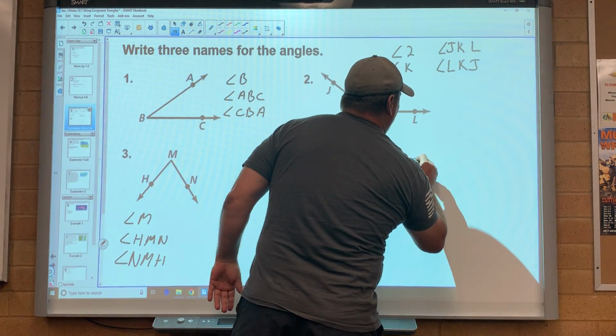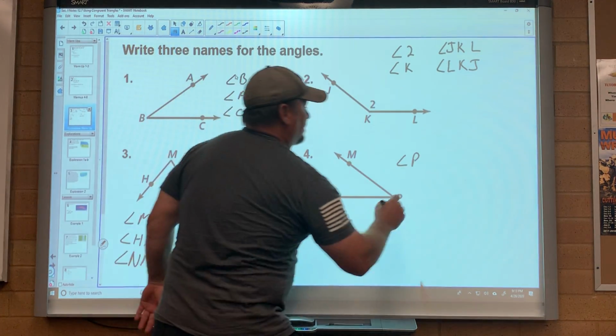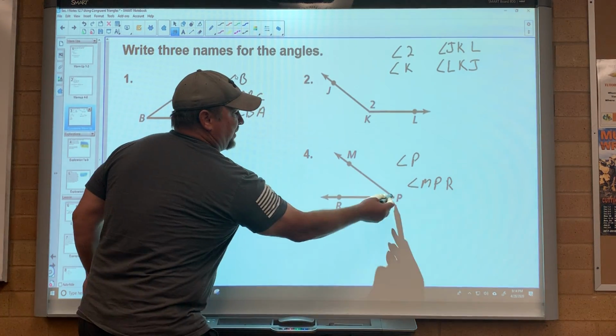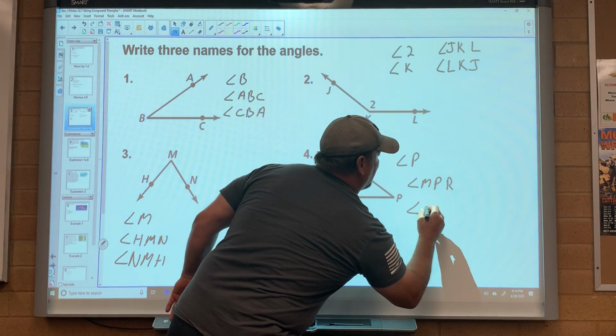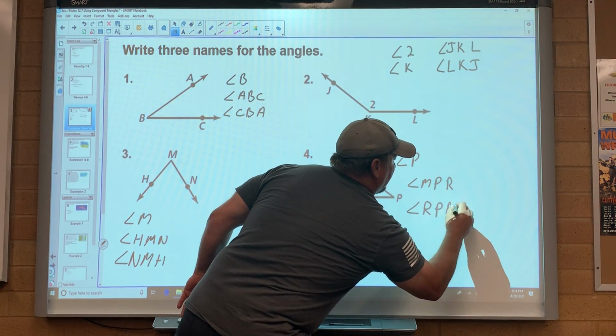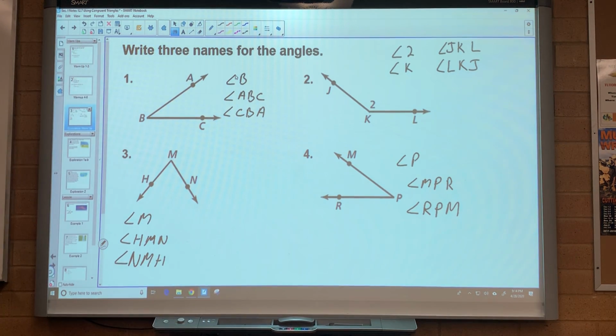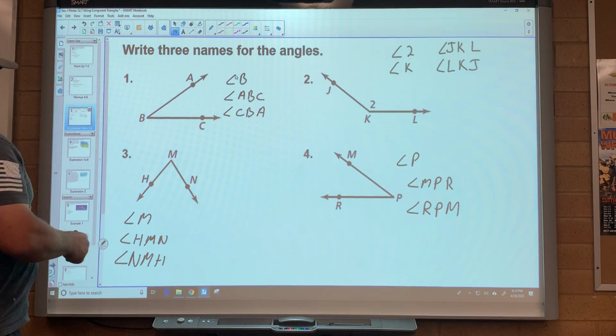So this one would be angle P. It could be angle MPR, and angle RPM. And that's the three ways we can name that angle. So there are different ways you can name angles. It's important to be able to recognize which way you can do it.